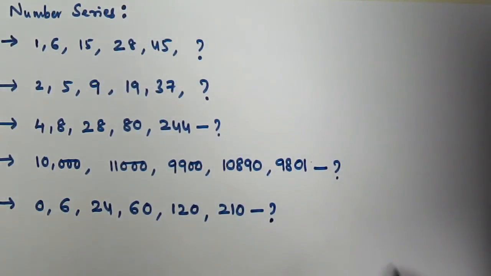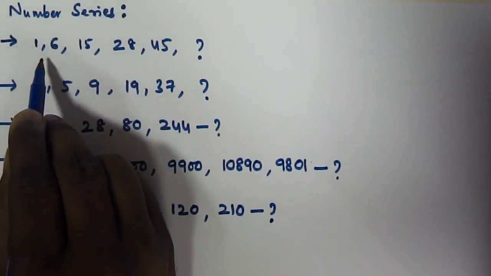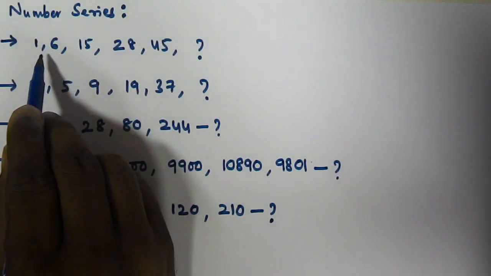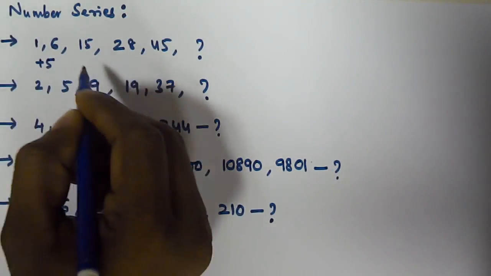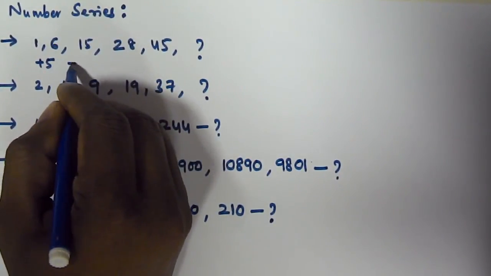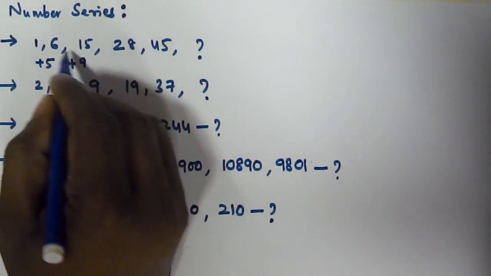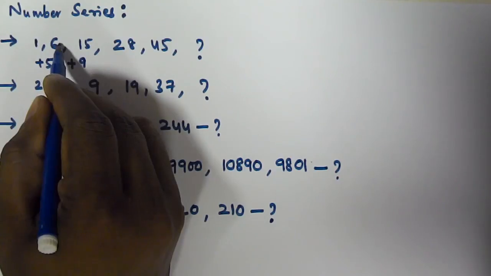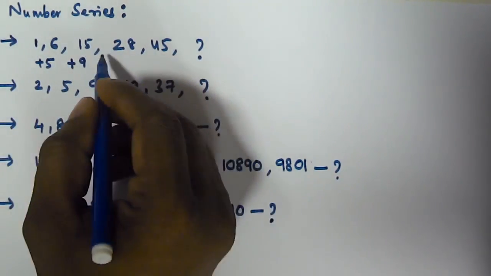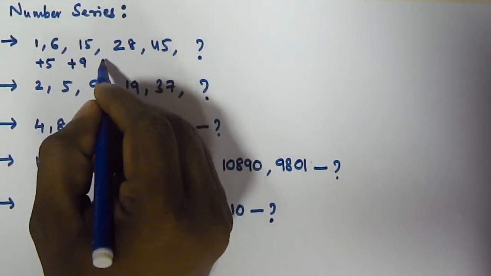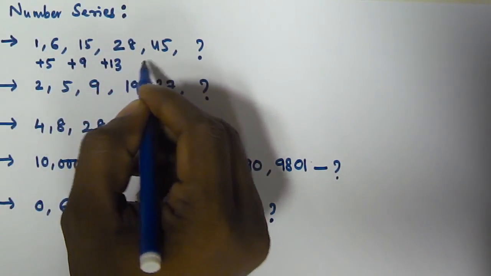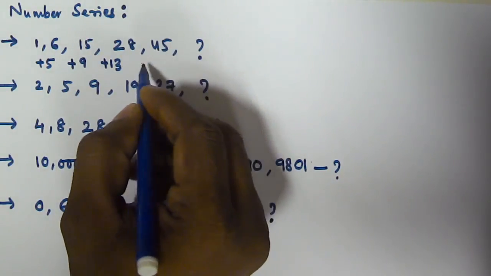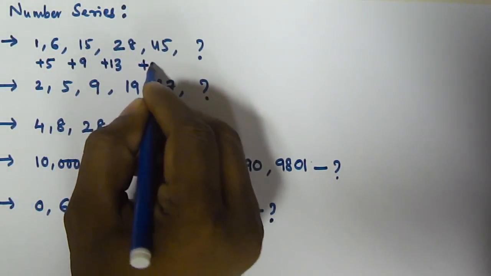For example, if you observe the first one, 1 plus 5 gives 6, and 6 plus 9 gives 15. And 28, how do we get 28 from this 15? By doing plus 13. And here we get 45 using plus 17.